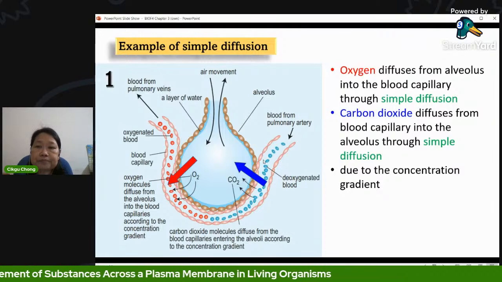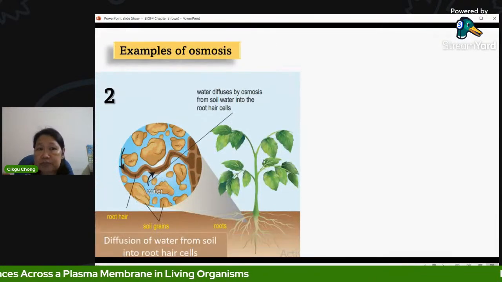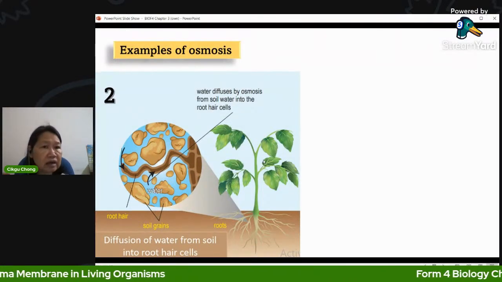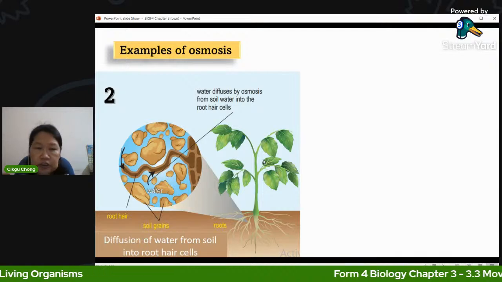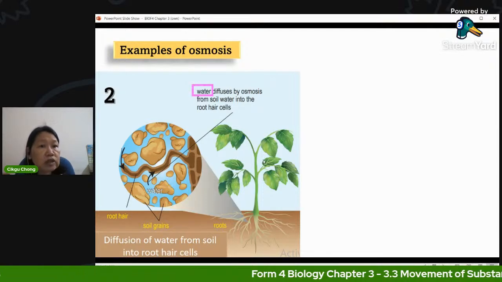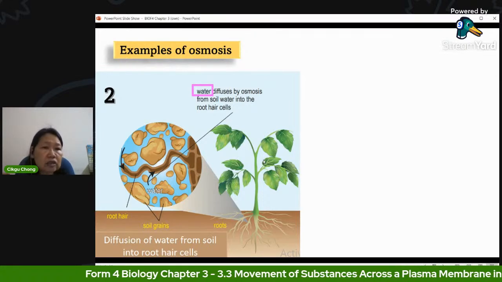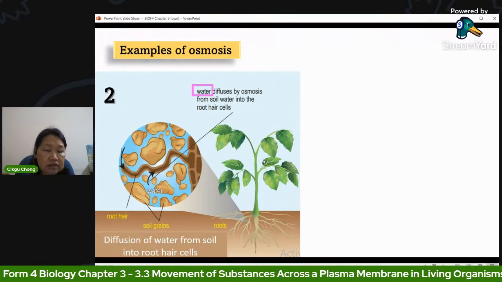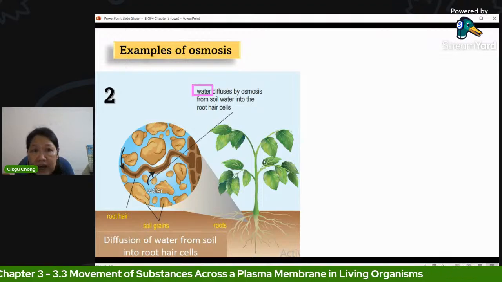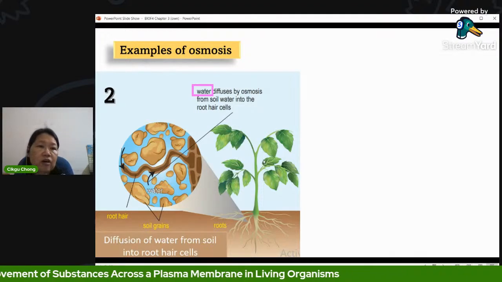I think there's no question here. So simple. Now, second example here is an example of osmosis. So you will see this important word here, water. As long as we're referring to absorption of water, it's always osmosis. Doesn't matter moving from where to where, water is always osmosis.